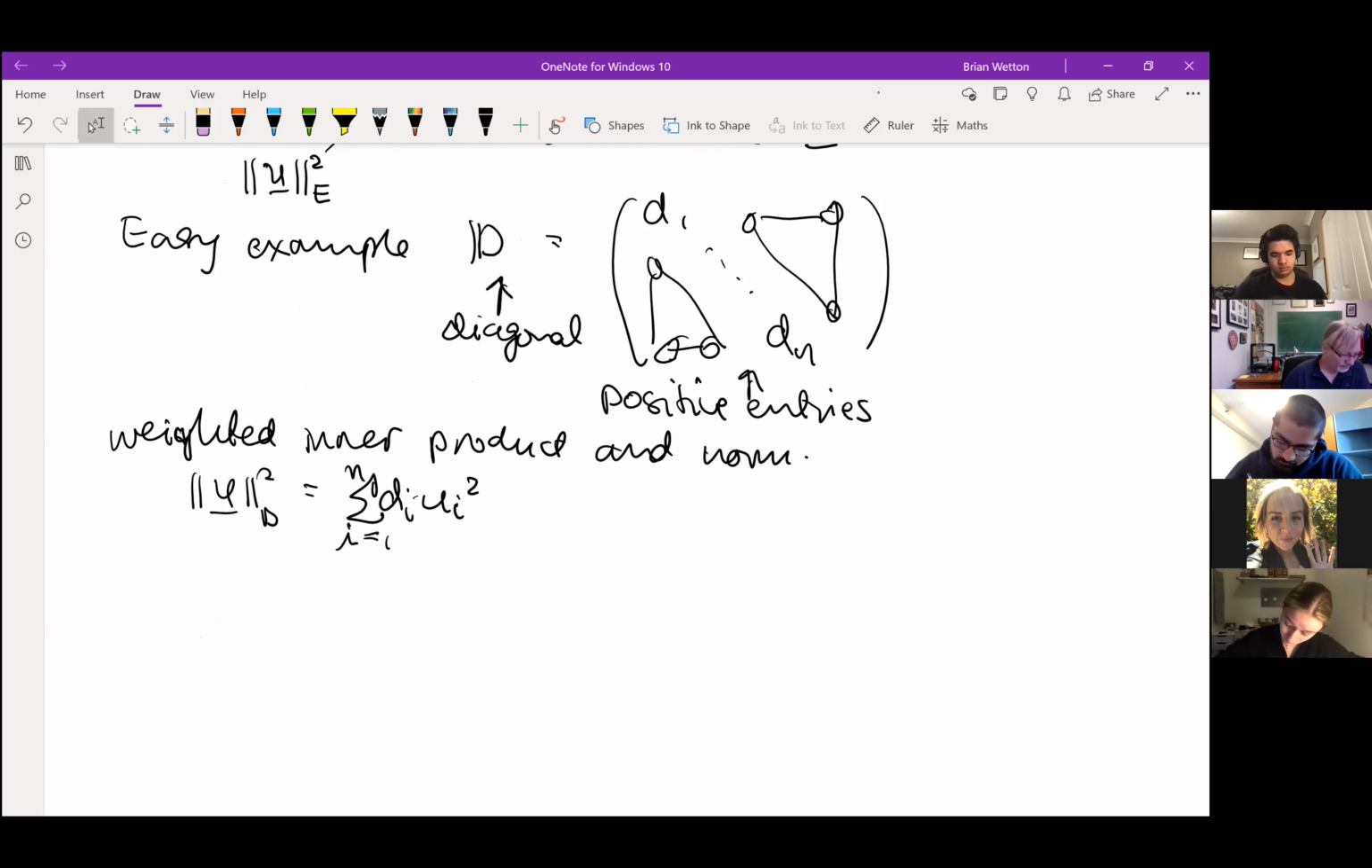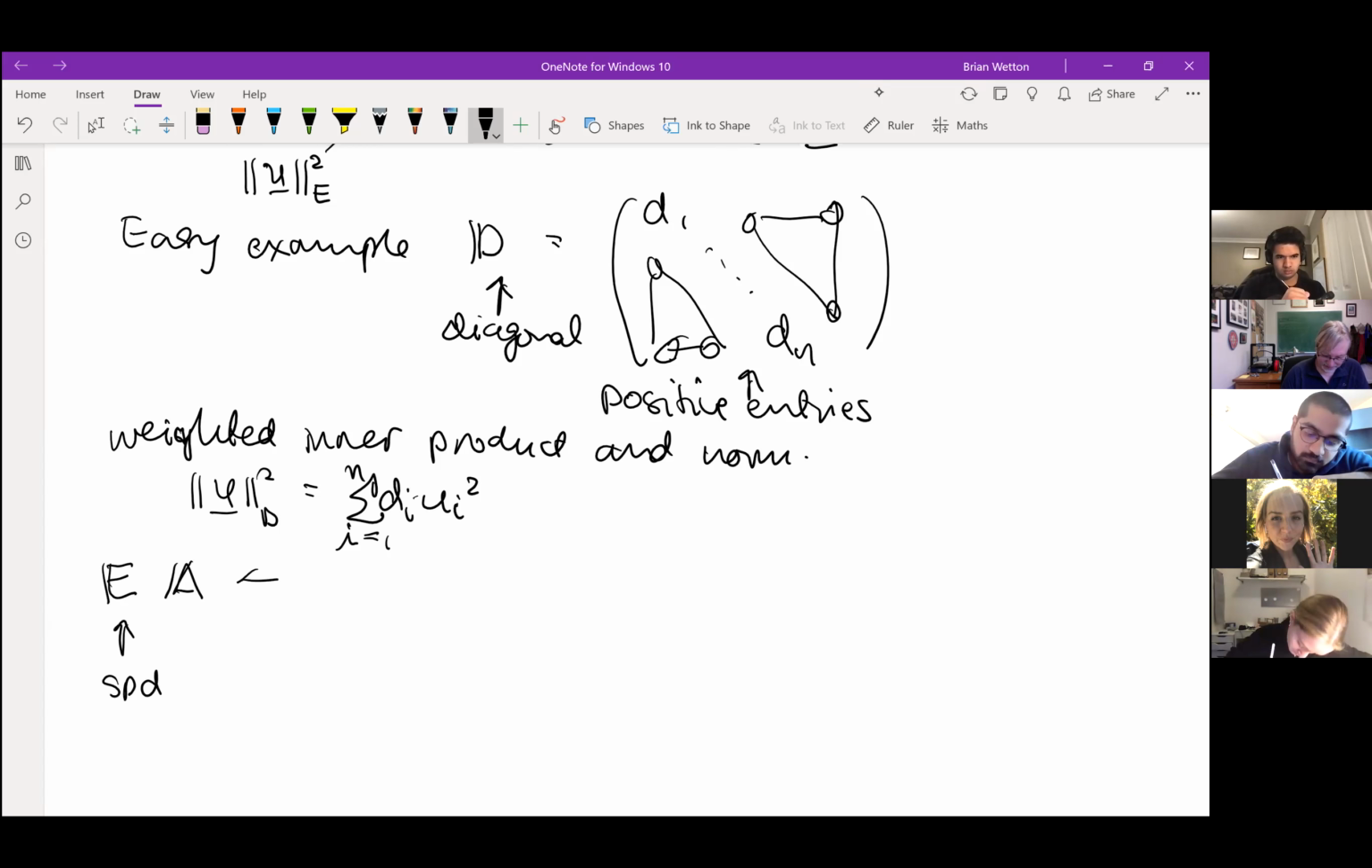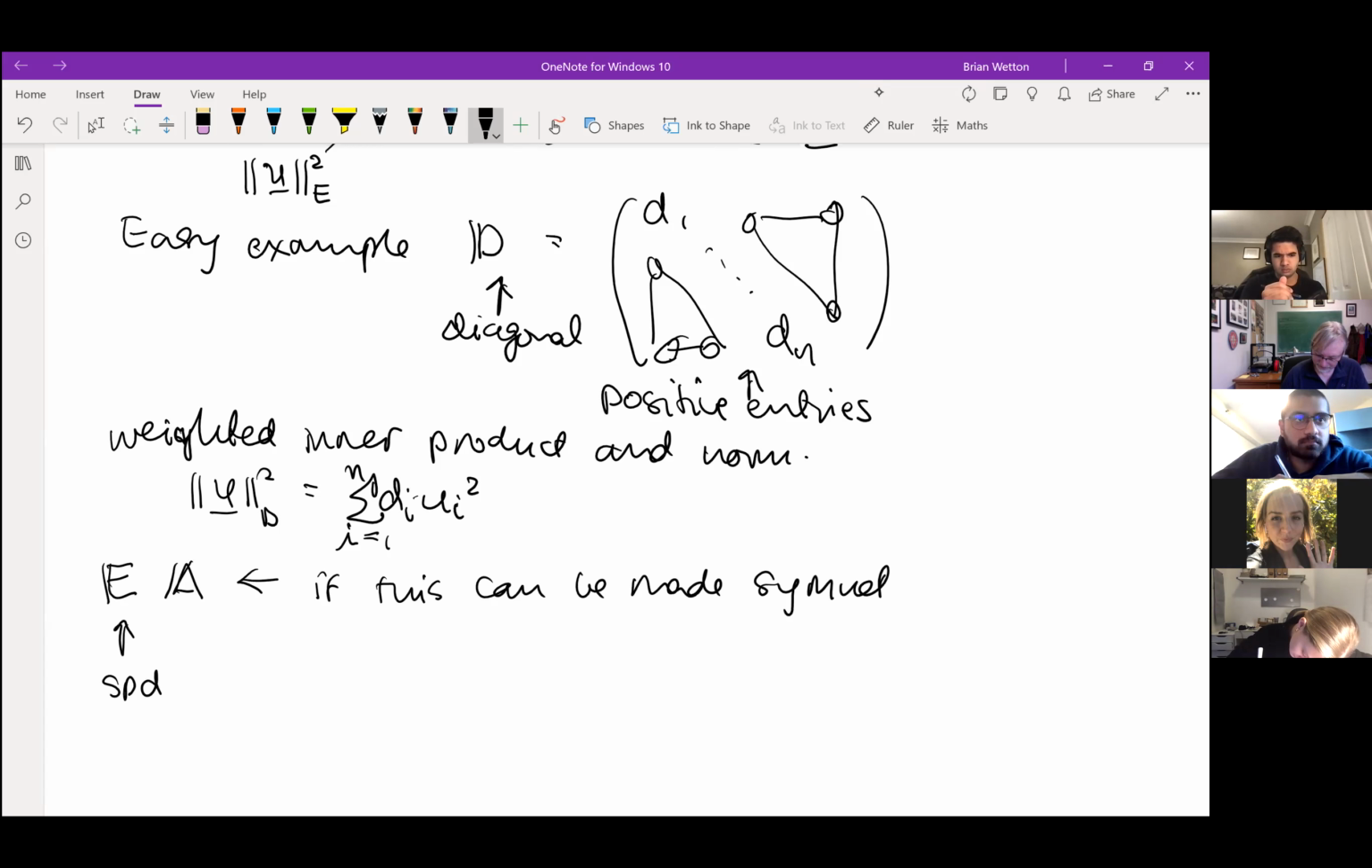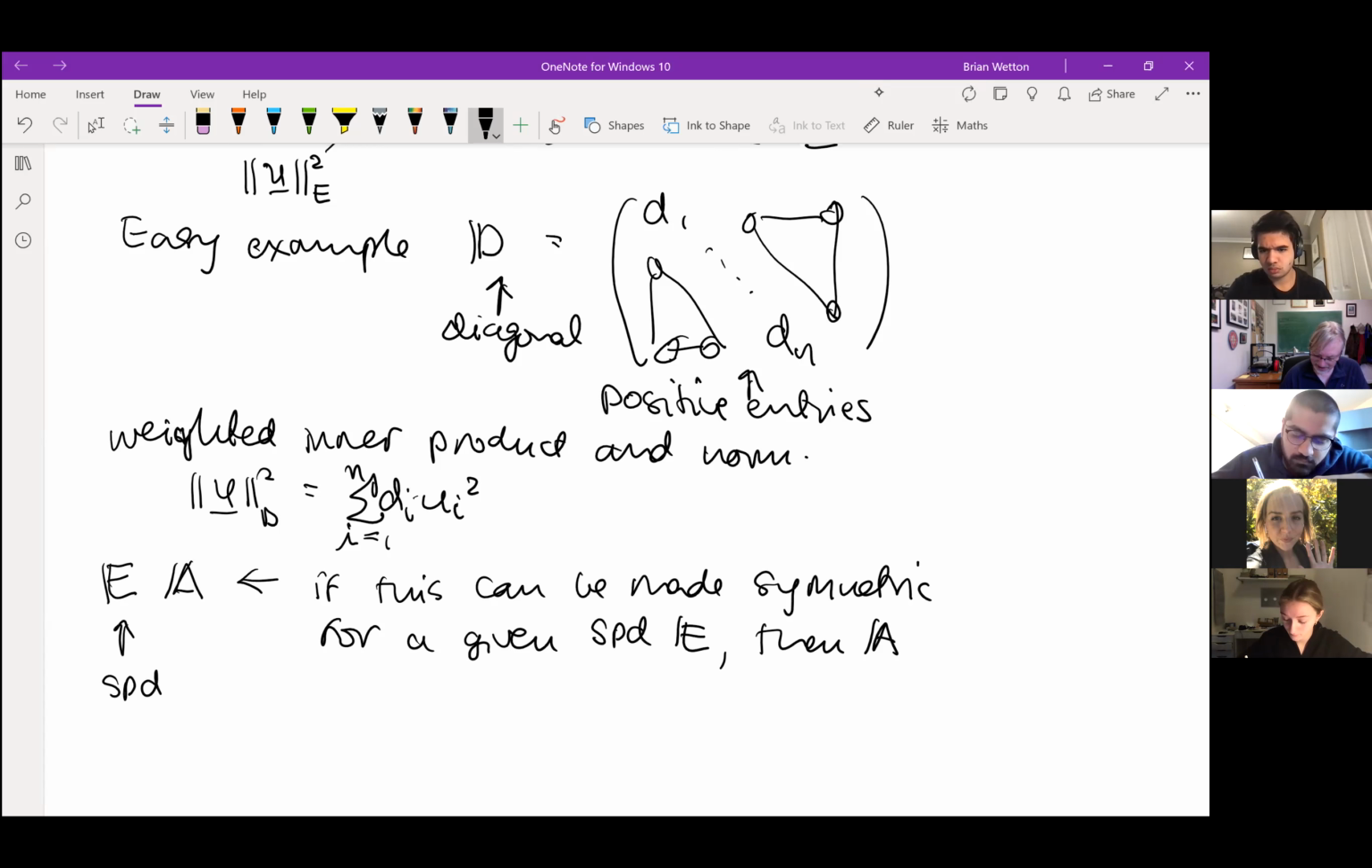Okay, so now I've got this matrix A that is not symmetric. And if I can find an E that's SPD, such that A can be made symmetric for a given SPD matrix E, then the matrix A is called symmetrizable.